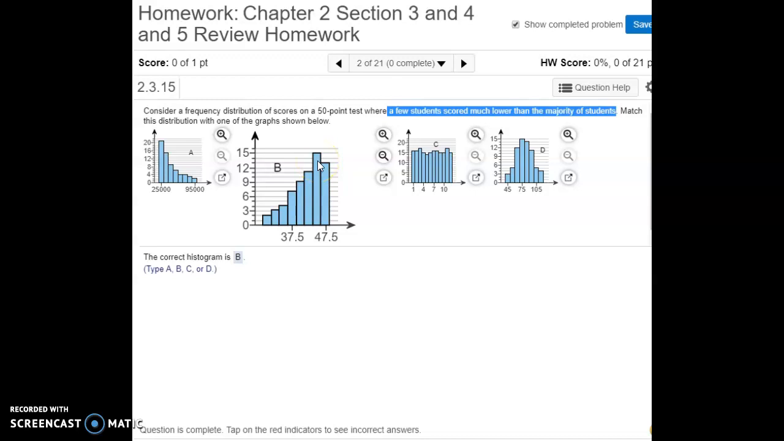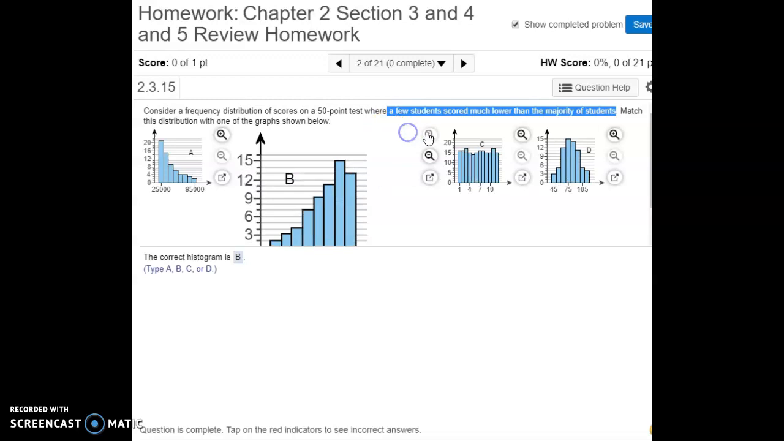So B is our correct solution because most of the people are scoring over here. We can see because these bars are higher. But then there's a tail to the left because there's a few people scoring a lot lower than the majority, the bulk of the people.